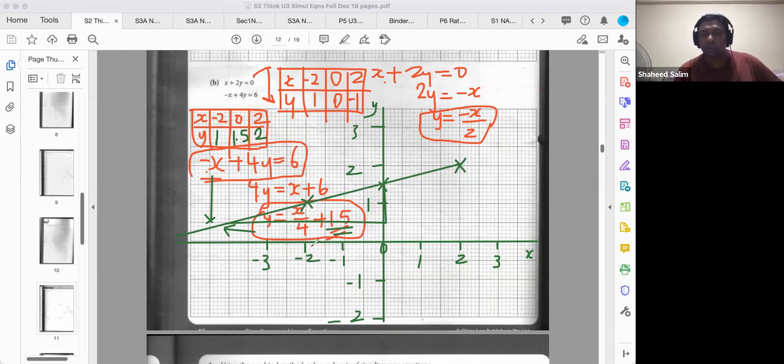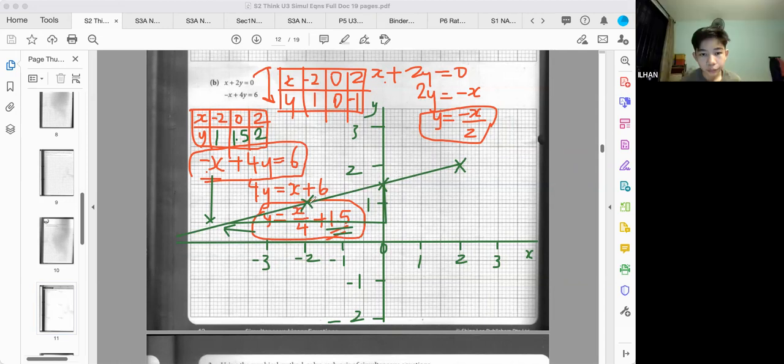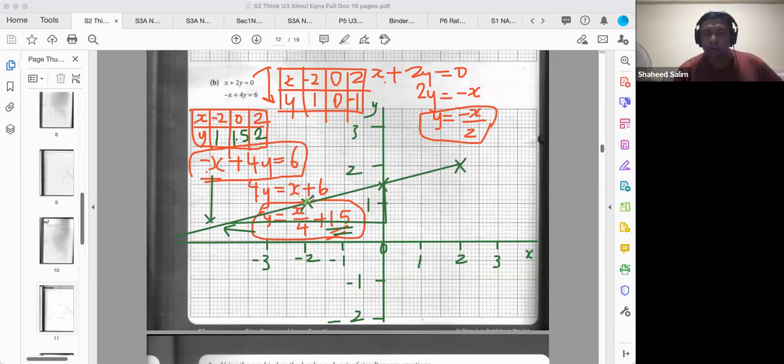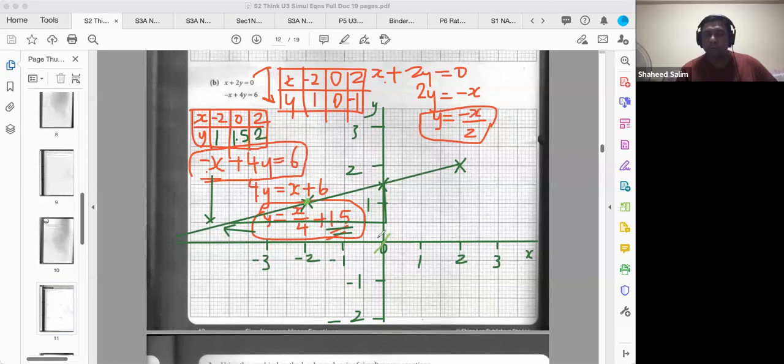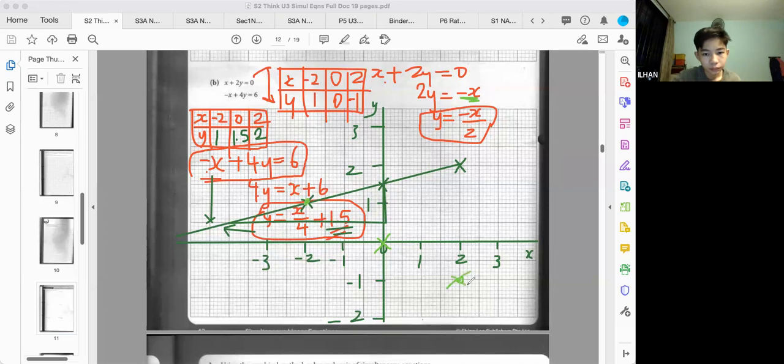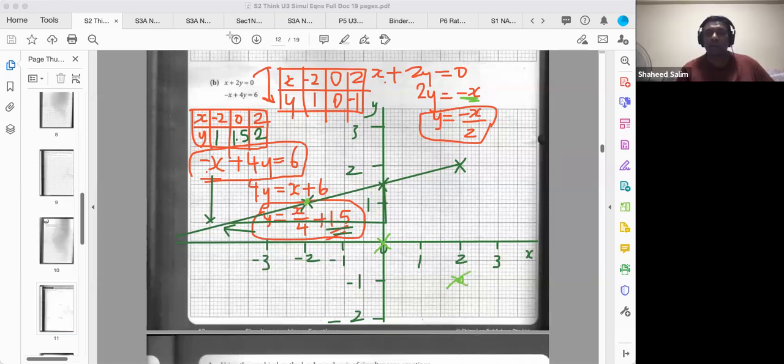Minus 2, 1. Same spot down here. But it's now going downwards. Downwards, is it? 0, 0, yes. But so you know it's negative, you see? And then 2, negative 1. So again, down here. So you can see again it's a straight line.